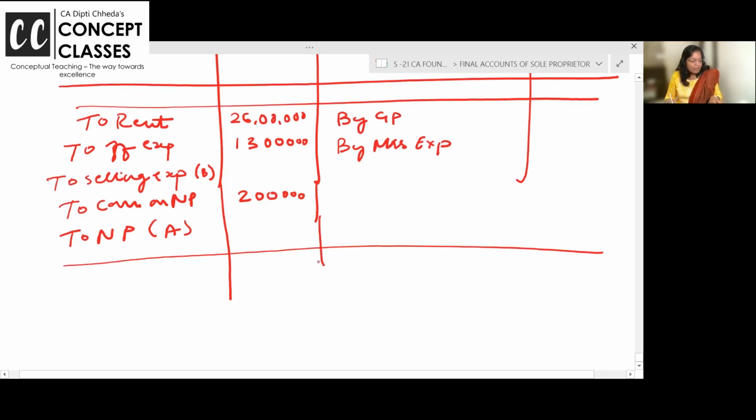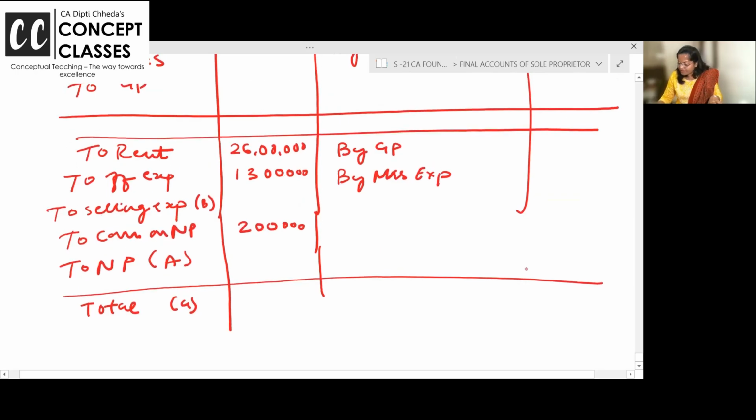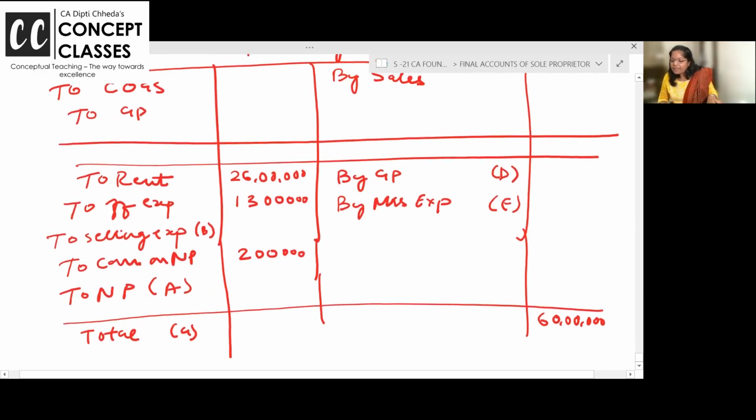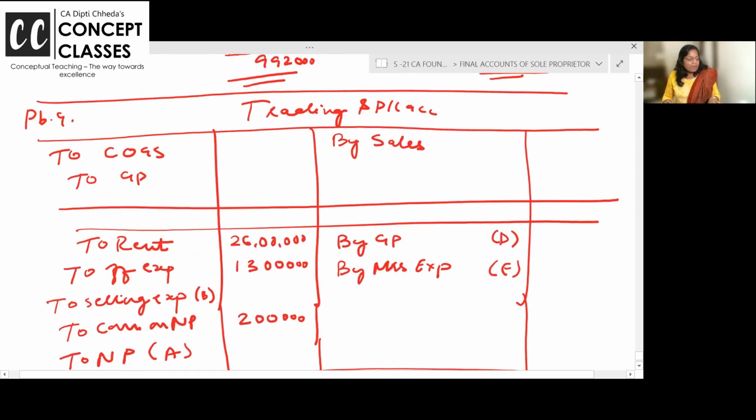Okay. And total, you have G. This side's total is given 60 lakhs. Like a lopsided problem, just complete it. D, E. D and E. And come up please. COGS is given ready. 45 lakhs. GP you have to search, D working note. Sales, C working note.